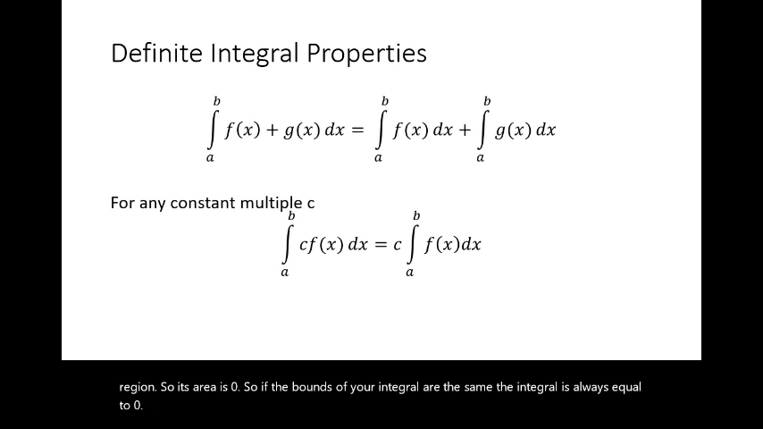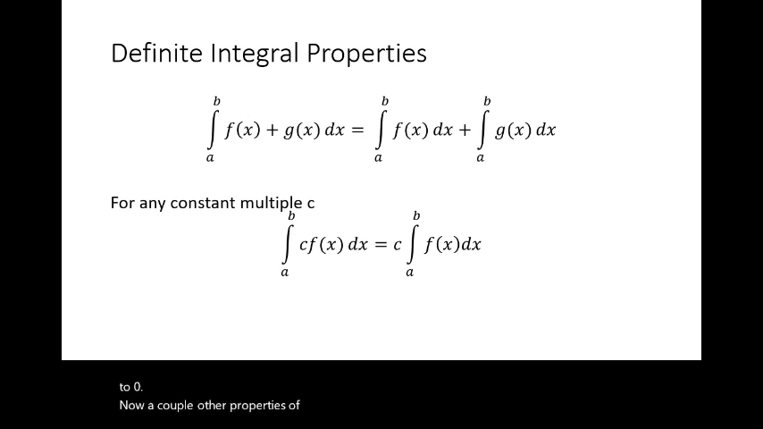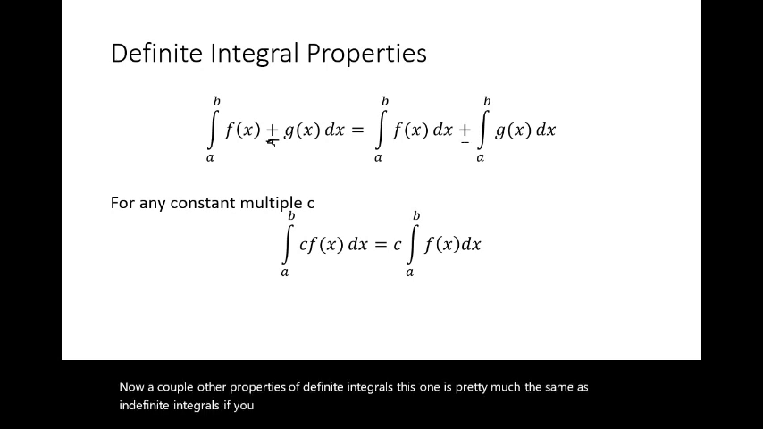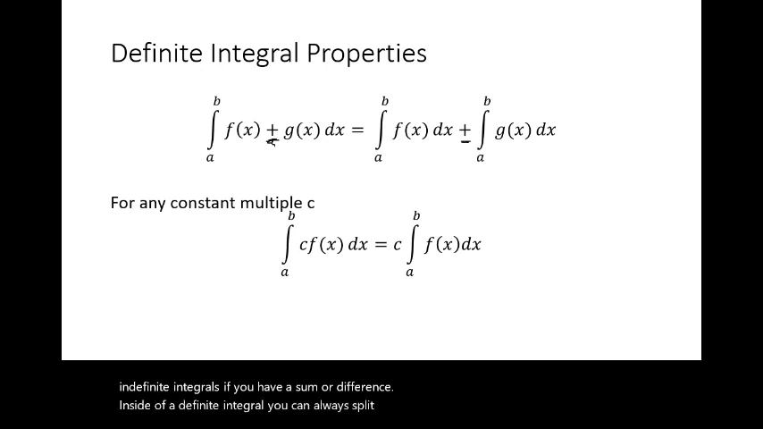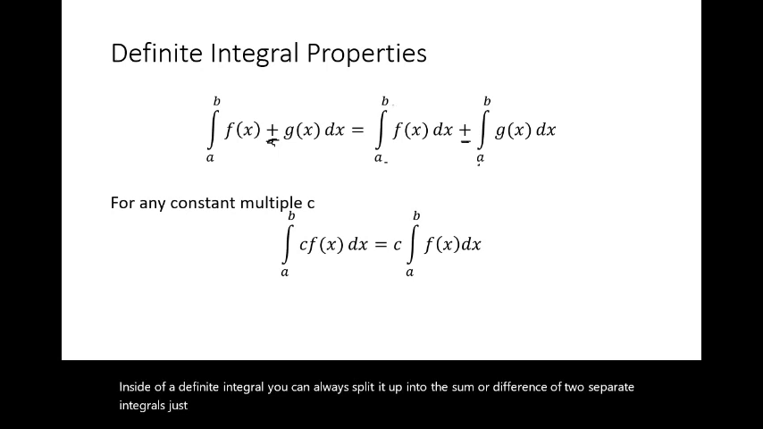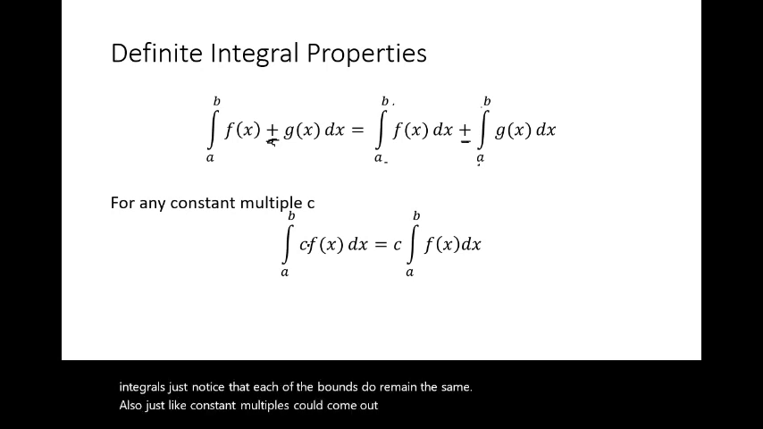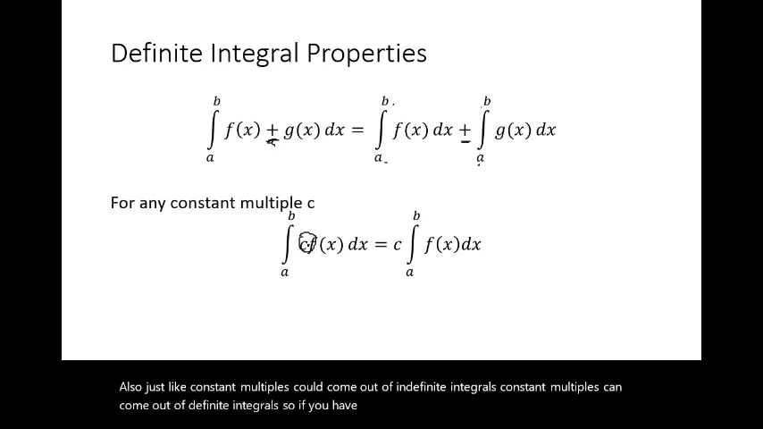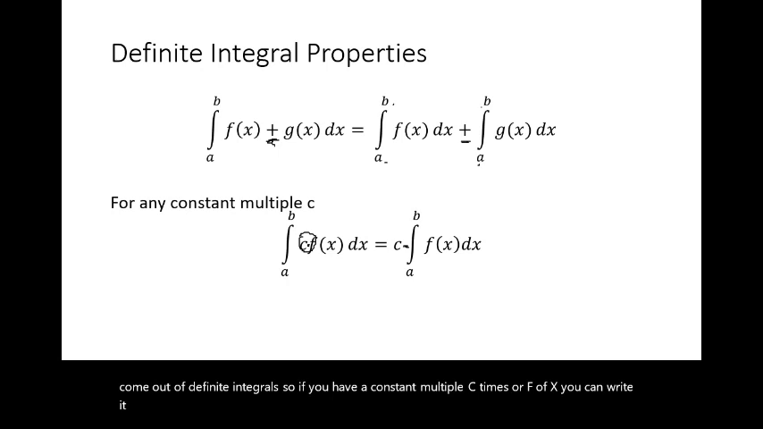Now, a couple other properties of definite integrals. This one is pretty much the same as indefinite integrals. If you have a sum or difference inside of a definite integral, you can always split it up into the sum or difference of two separate integrals. Just notice that each of the bounds do remain the same. Also, just like constant multiples could come out of indefinite integrals, constant multiples can come out of definite integrals. So if you have a constant multiple c times your f of x, you can write it outside of the definite integral.